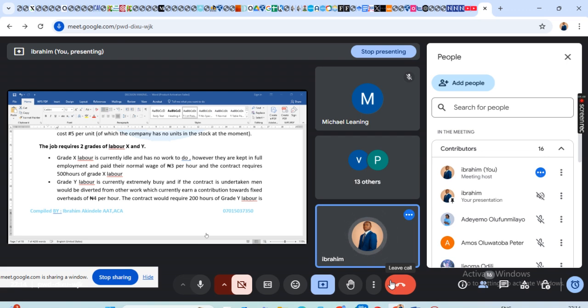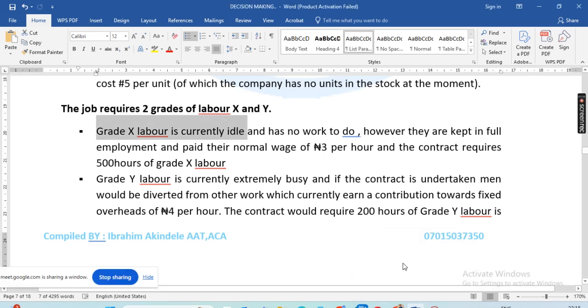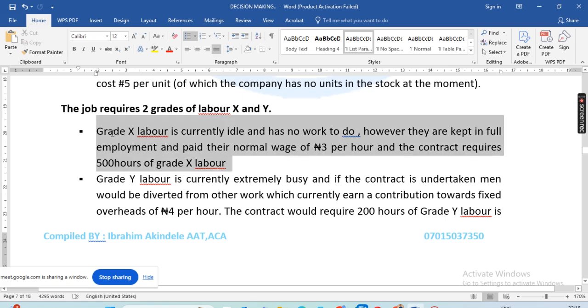Now, they are idle. They don't have anything to do, and they are in full employment, and they pay them a normal wage of 3 naira per hour, and the contract requires 500 hours of grade S labor. Can you see it? Class, can you see it? Are we still together, class? The relevant cost is zero. There is nothing here. The relevant cost is zero, class.